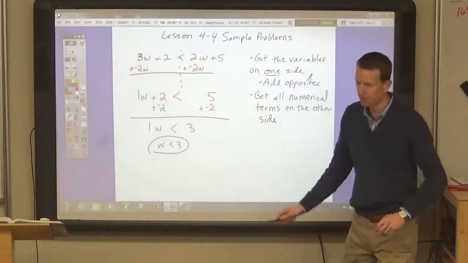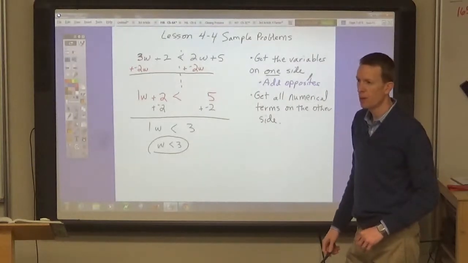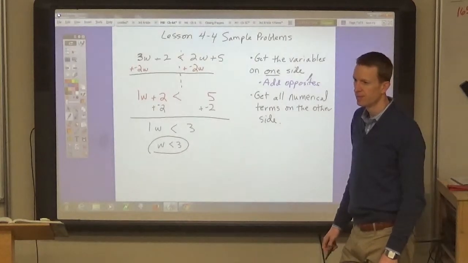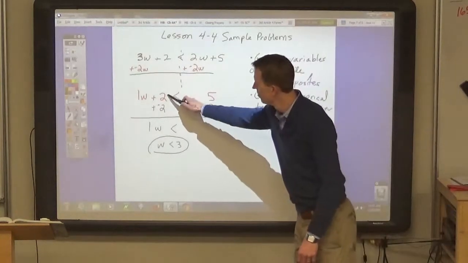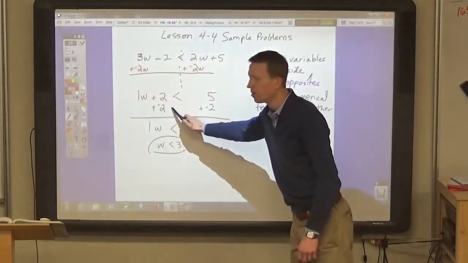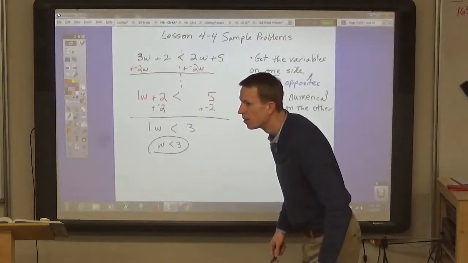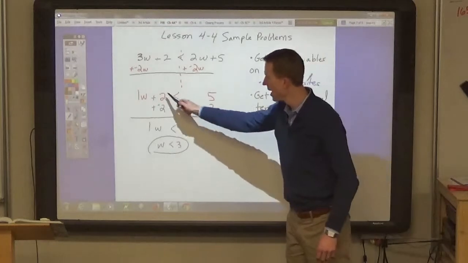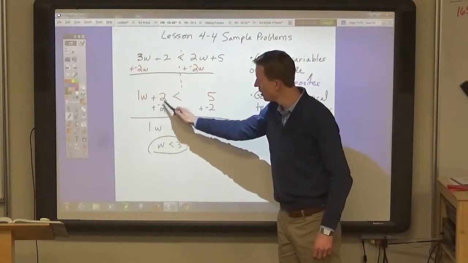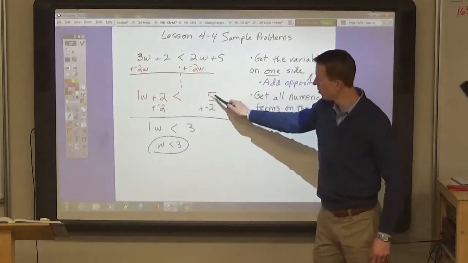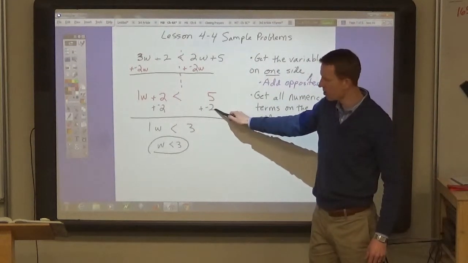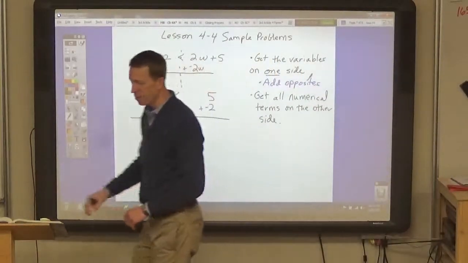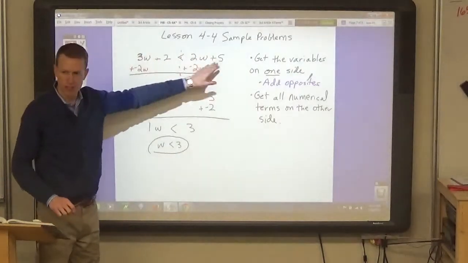What do you have to do, Dylan, on the left side? Add negative 2 to both sides. Yep. You add negative 2 to this side first because you need to eliminate the 2. And then you have to do the same thing to the other side in order to keep the equation balanced. All right? So there's that type of problem when you have a variable on both sides of the equation.